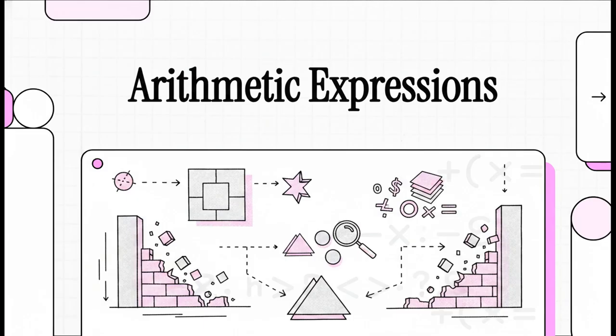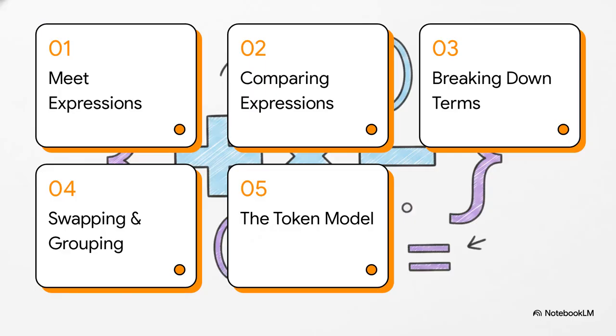Let's get into it. Here's a quick roadmap for today's explainer. First, meet arithmetic expressions. Second, comparing without calculating. Third, breaking down into terms. Fourth, swapping and grouping. And finally, using the token model.